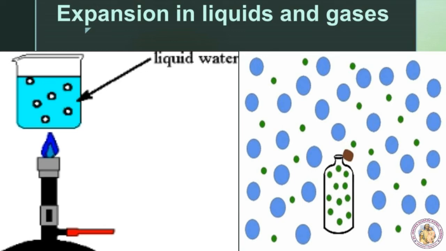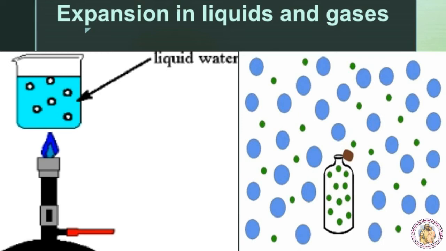The coefficient of cubical expansion of a liquid is independent of temperature, whereas the coefficient of cubical expansion of gases is dependent on temperature. Different substances have different coefficients. For example, if you take milk, it has a different coefficient of expansion. If you take water, it has a different coefficient of expansion. There is a difference in expansion.